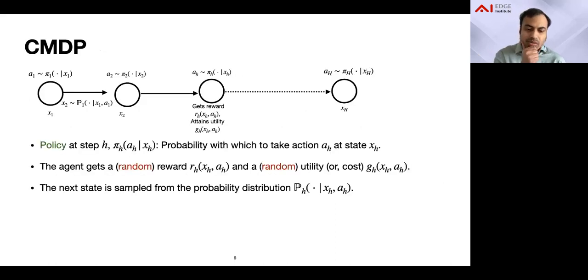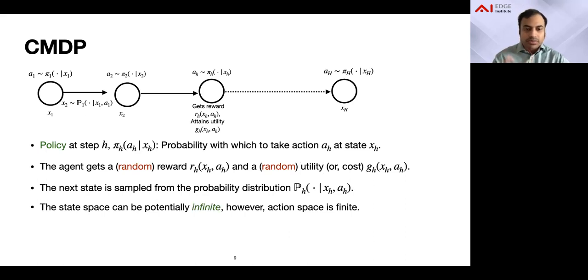In a CMDP, at a certain step h, you have some policy, and you take an action corresponding to that policy. The policy is the probability with which you take an action a_h at state x_h. You take an action, you get a reward and you get a utility. You can think of the utility also as a negative of the cost. Then you get a reward and a utility or cost, and move on to the next state. The next state is sampled from a probability distribution.